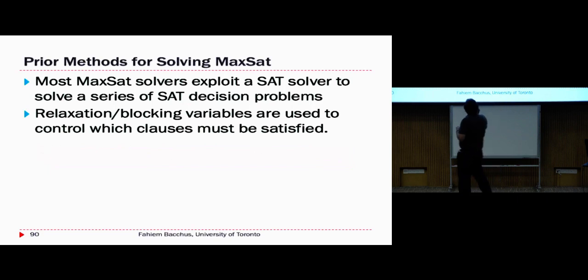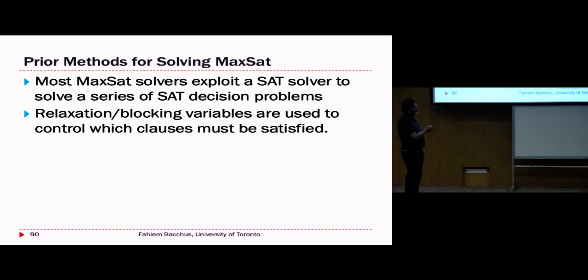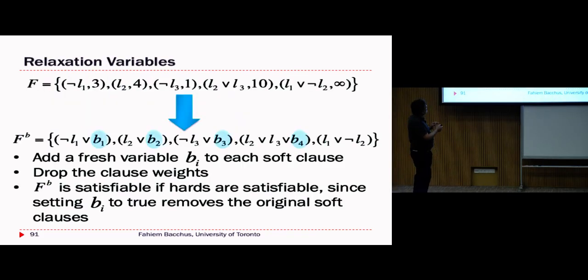Okay, so now I'll give you some information about prior methods for solving Maxsat. And those methods basically use a SAT solver and solve it as a sequence of decision problems. I'll go a bit more rapidly over this since we're running out of time a bit. And the basic idea that we're going to need later on is we take this formula, which has soft clauses and hard clauses, and what we do is we add a relaxation variable to every soft clause. So it's a new variable that we add to every soft clause. The hard clauses don't get this relaxation variable.